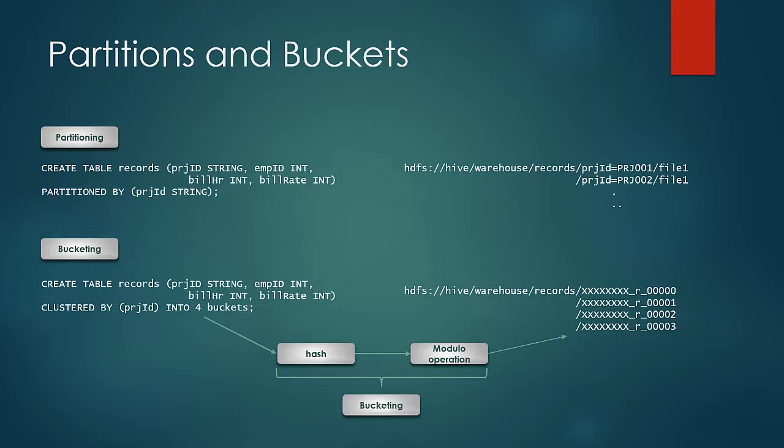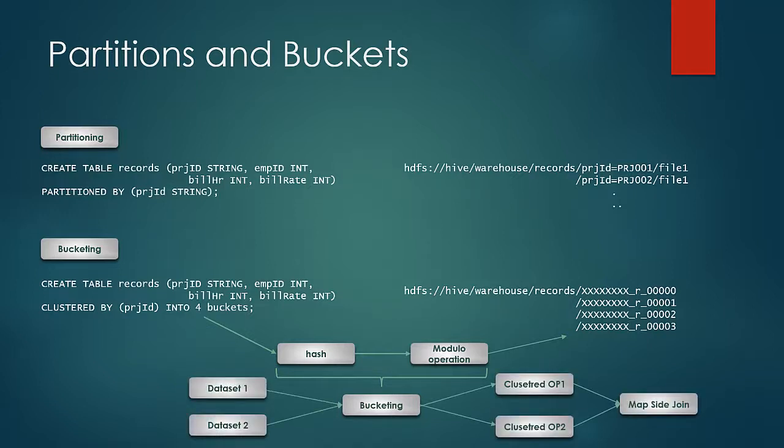Another benefit of this is that if there are two data sets which have a similar column and we want to perform a join operation between them, then if we perform clustering with the same number of buckets on the same column on which the join needs to be done, the outputs would satisfy all the criteria for the map side join. And so this mechanism is sometimes used to prepare the dataset for the map side join.